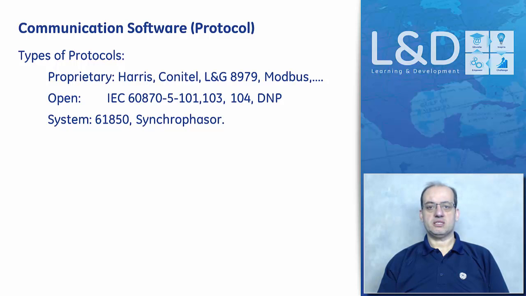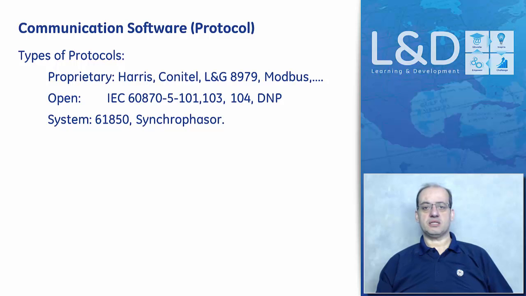So in order to utilize this communication very efficiently, protocols were very simple and relied on the idea of tagging. A value in the field, like a transformer temperature or a breaker status, would be tagged with digital input number 25. So when they say digital input number 25 is on, that means that the breaker is open. Digital input number 25 is off, that means the breaker is closed. And the protocols to communicate this digital input status, analog input status, digital output status, analog output status, and controls would include some of the older protocols: Harris, Conitel, LNG 8979, Modbus.